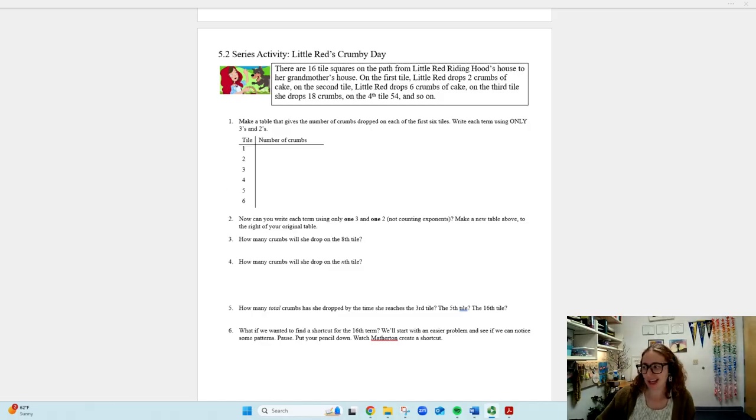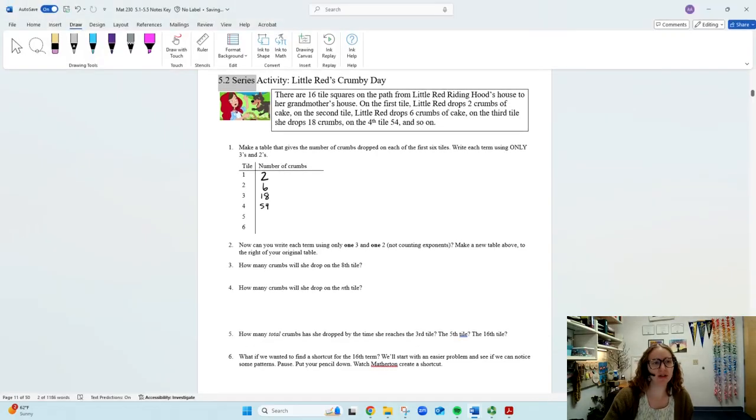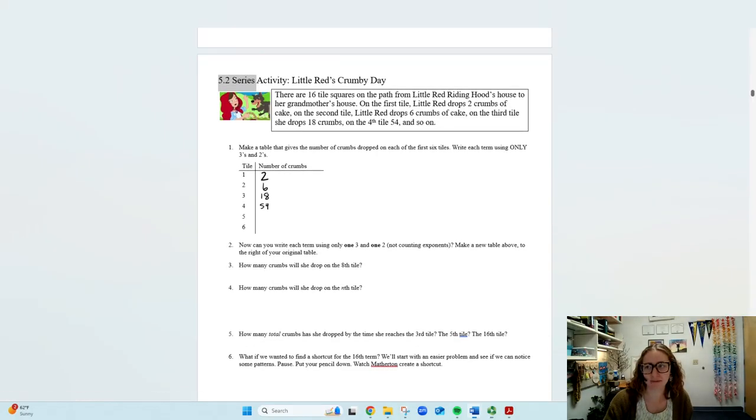So let's just say that there's Little Red Riding Hood, and she starts out with 16 square tiles. On the first tile, she drops 2 crumbs of cake. And then on the second tile, she drops 6 crumbs. On the third tile, she drops 18 crumbs. So pretty soon, she's going to run out of crumbs, 54 here. And so hopefully you start to see a pattern.